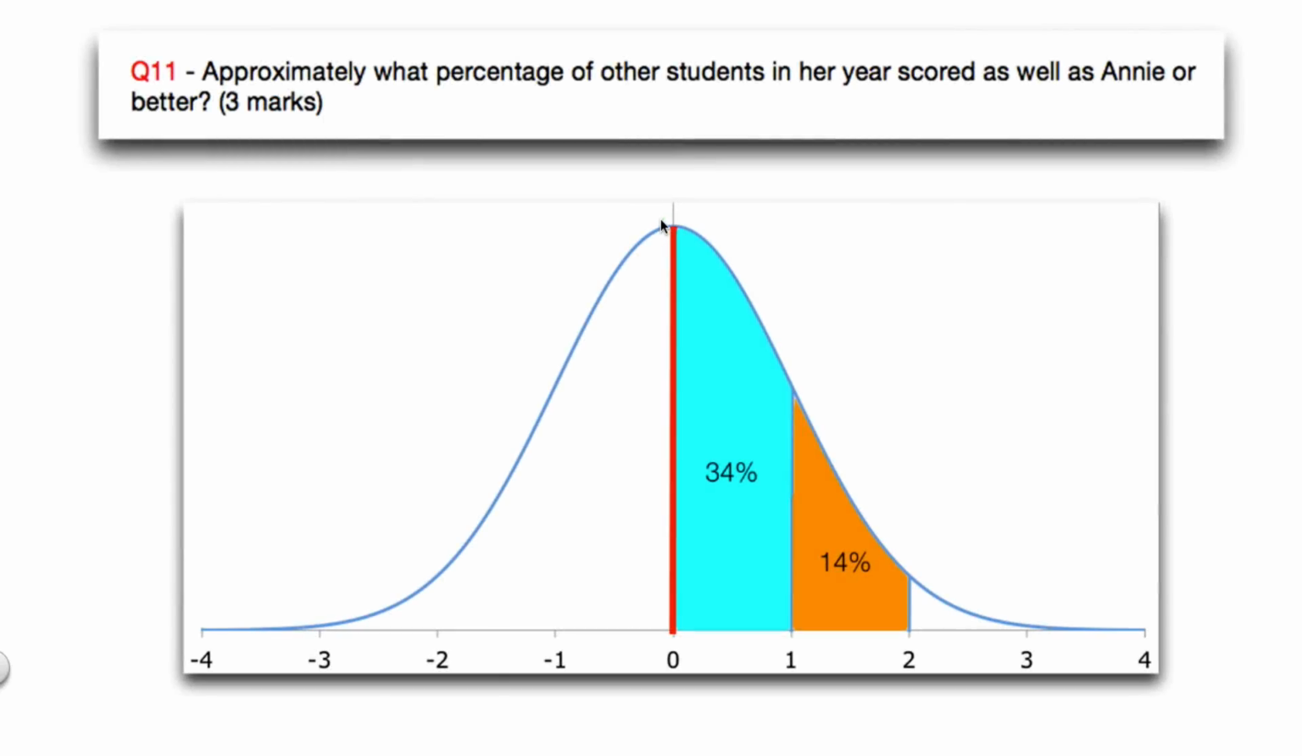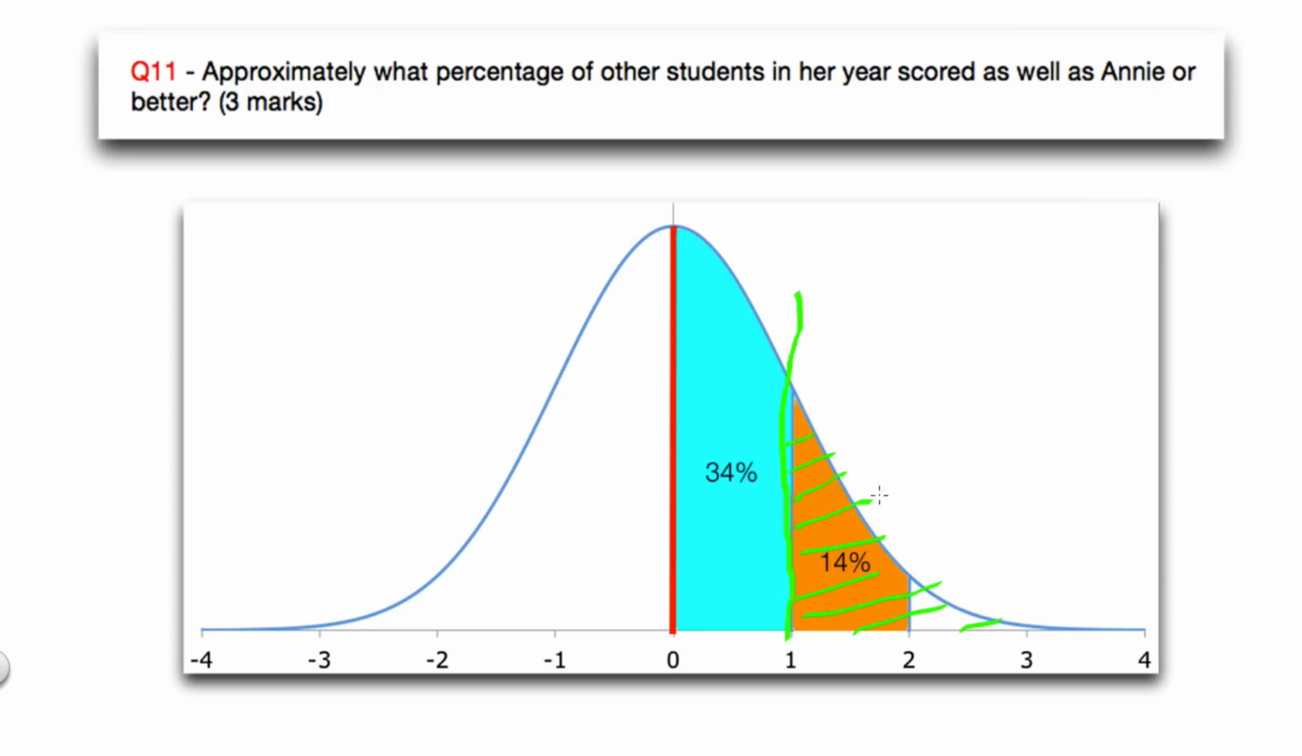Question 11. Approximately what percentage of other students in her year scored as well as Annie or better? Now you're told in the question above that Annie's score has a Z value of 1. In other words, Annie is here. Now the students in her year who scored as well as her or better are to the right of her. So it's all this area here, all the area to the right of Annie.